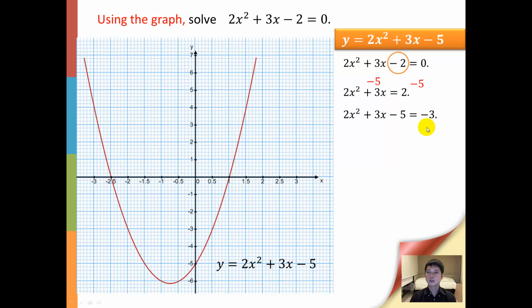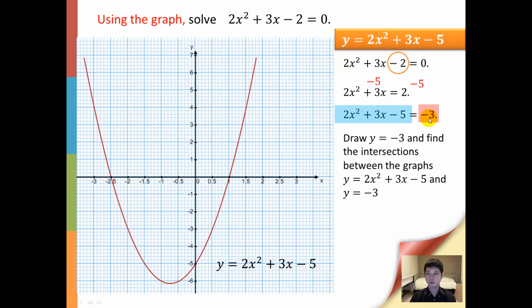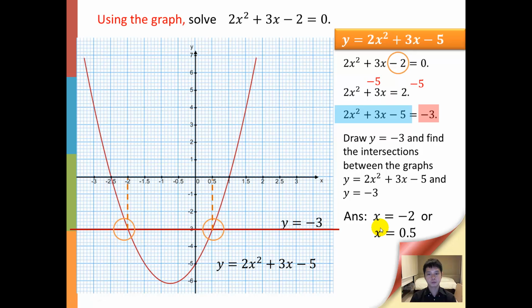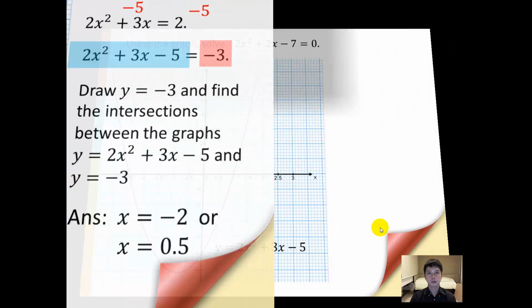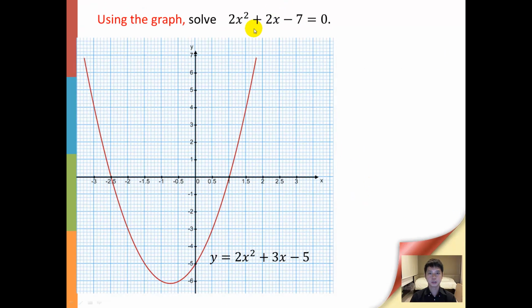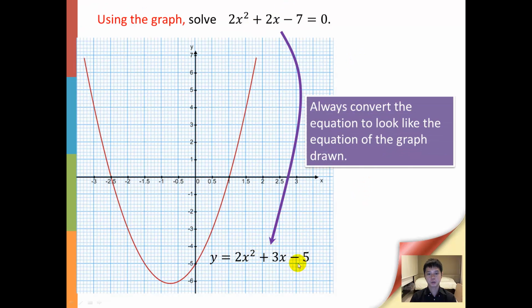Now what does this mean? This means that we need to find the intersection point between y equals negative 3 and y equals 2x squared plus 3x minus 5. Since this part here is already drawn previously, we just need to draw y equals negative 3. And the intersection points will be these 2 points, which is x equals negative 2 or x equals 0.5. Next, we are asked to solve this equation here. Again, remember to convert to look like the equation of the curve.